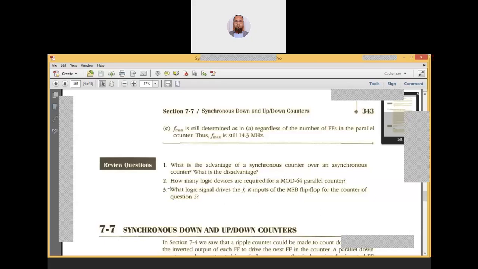Then we have: what logic signal drives the JK inputs of the MSB for the counter of question 2.